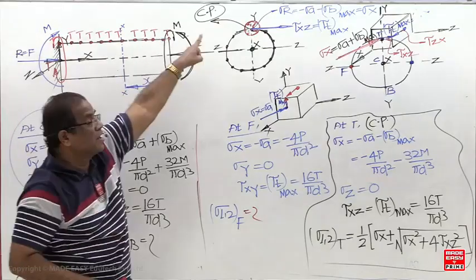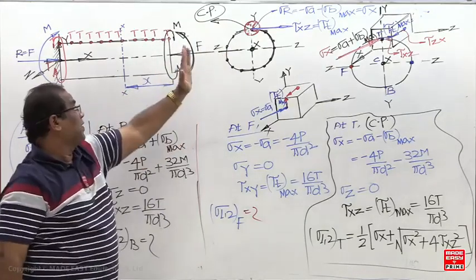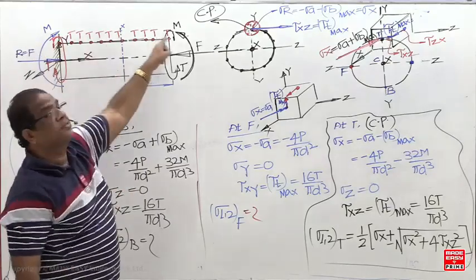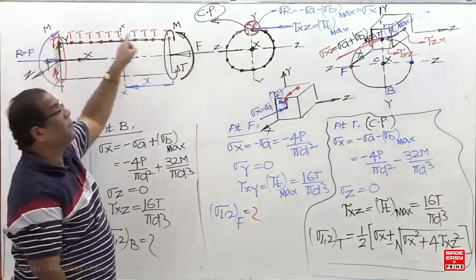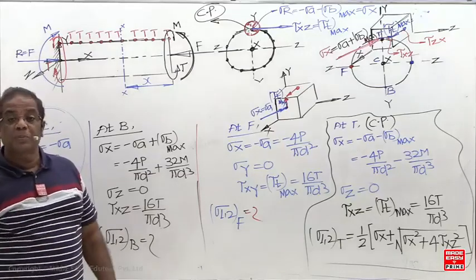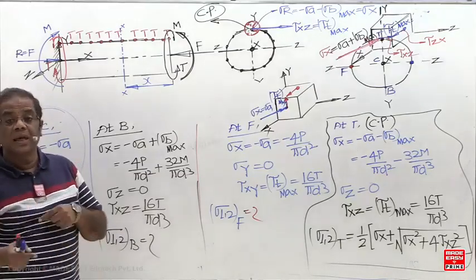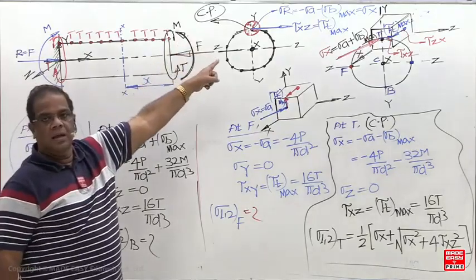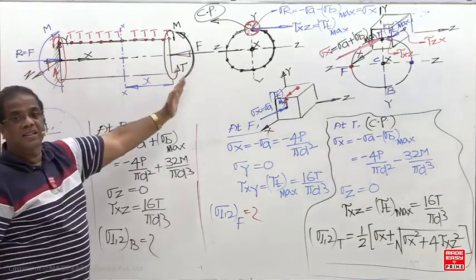If you ask about only one cross section, the top is critical. But if you ask about the entire bar, which one is critical? Any point on the top surface is critical. Therefore, you should be careful whether they are asking about the member or a cross section. Cross section means the top is critical. But why every point? Because all the cross sections are critical.